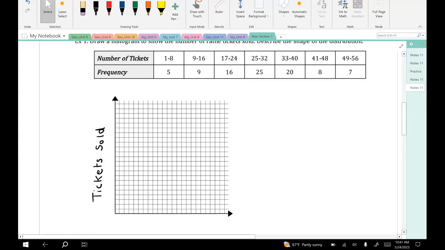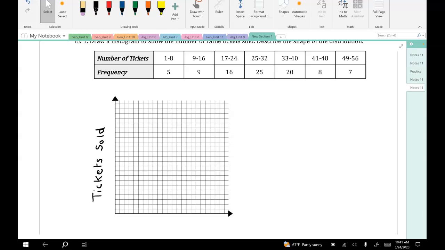Each section is going to be a part of our graph. So instead of a graph that normally goes 1, 2, 3, 4, 5, 6, each space is going to be like 1 through 8. We have about 20 across, and we have 7 bins, we can call them. If we make each bin have a width of 3, we'll have enough space.